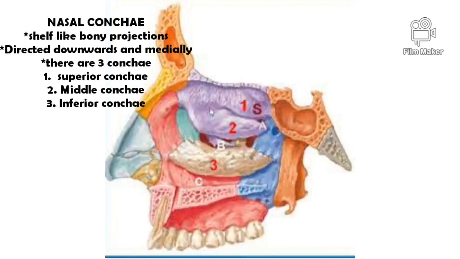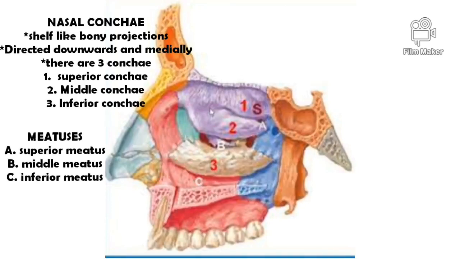Features. So first we'll start with the nasal concha. They are basically shelf-like projections directed downwards and medially, and three of them, that is superior, middle, and inferior concha respectively. And next what we want to discuss is the meatus, that is three of them, superior, middle, and inferior meatus, marked as A, B, and C. We'll discuss in detail about them later.